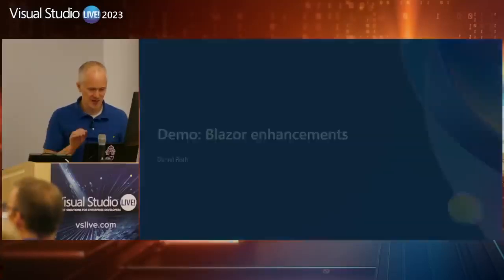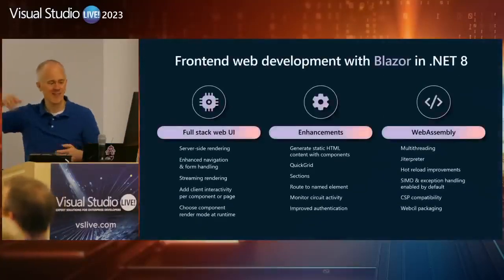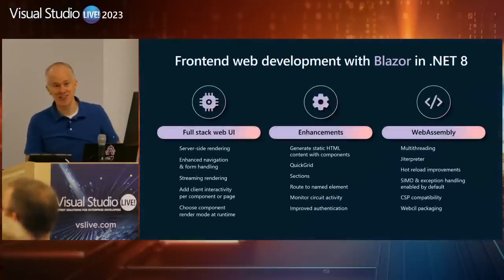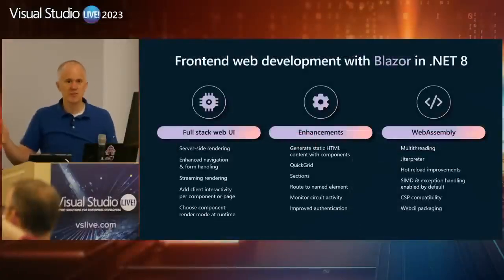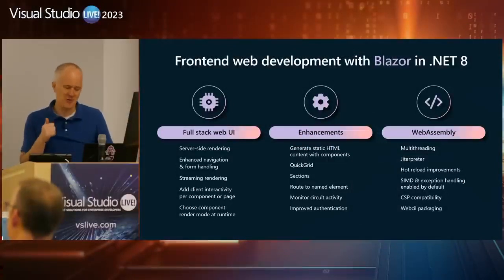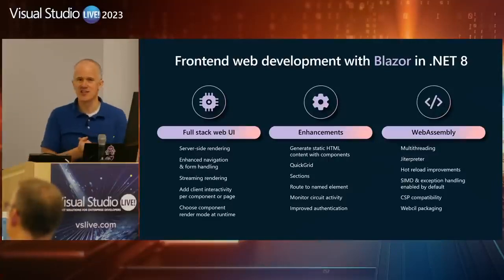All right, cool. So here is a summary of all the stuff we've talked about, all the things that are coming to Blazor in .NET 8: full stack web UI with all the new capabilities, server-side rendering, streaming rendering, enhanced navigation, form handling, interactivity, and deciding the interactive render mode at runtime. We have a bunch of framework enhancements that we're adding. You can generate static HTML using Blazor components, QuickGrid, sections, routing to named elements, and then a whole bunch of WebAssembly runtime improvements as well, including preview multi-threading support, most likely. We'll see. Maybe we get it stable. I don't know. Probably preview. The JITterpreter support, hot reload improvements, WebCIL packaging, and so on.